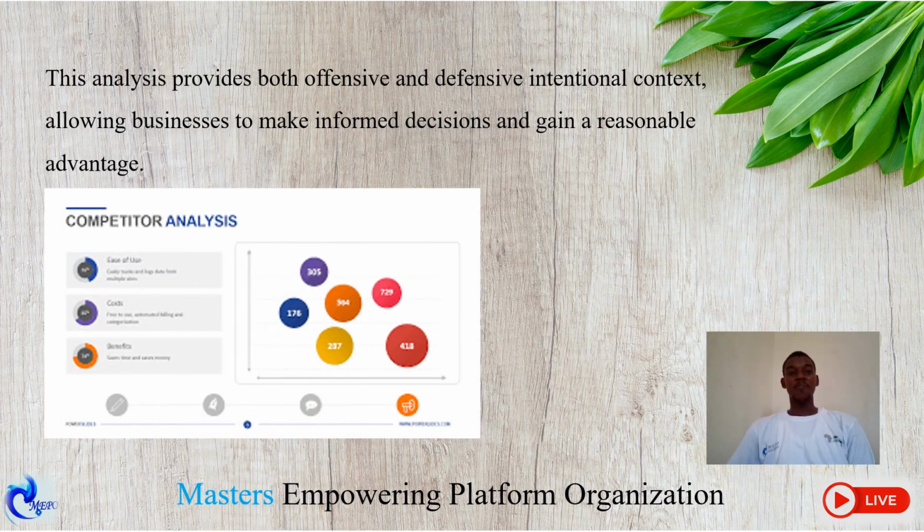To go further, when we also look at this competitive analysis, it provides both offensive and defensive strategic context, allowing the business to make informed decisions and gain a competitive advantage. So in this one also, it is the same thing you need to analyze in your business, because always in the business setup, the first thing is which type of business do I do? That is what I need to look at, and also to ask myself questions, to make some research on each business that I want to do.